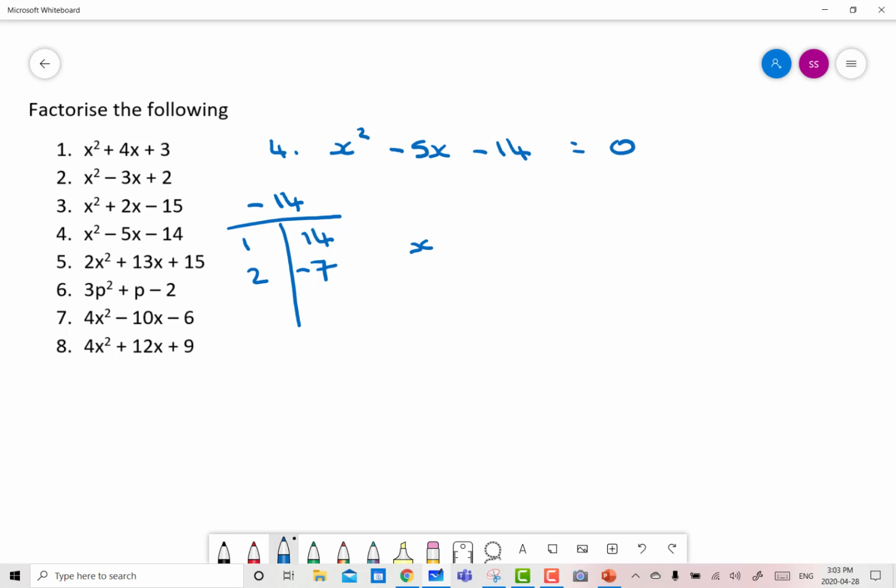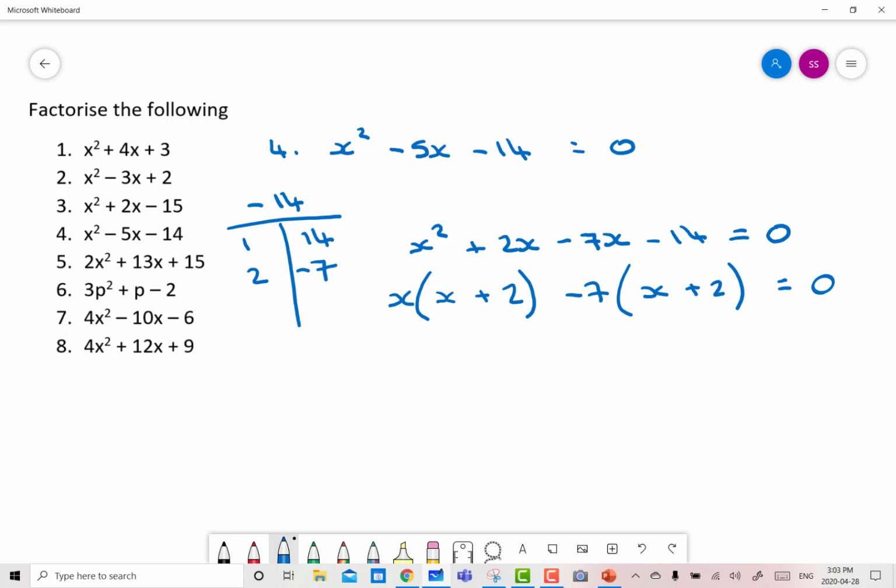So my expanded form will be x squared plus 2x minus 7x minus 14 equals 0. So now factorising the left two, if we take x out common, that will leave me with x plus 2 in the brackets. On the right hand side, I'll take out negative 7 as common. That will leave me with x plus 2 in the brackets. Taking x plus 2 out common, that leaves me with x minus 7 in the brackets.